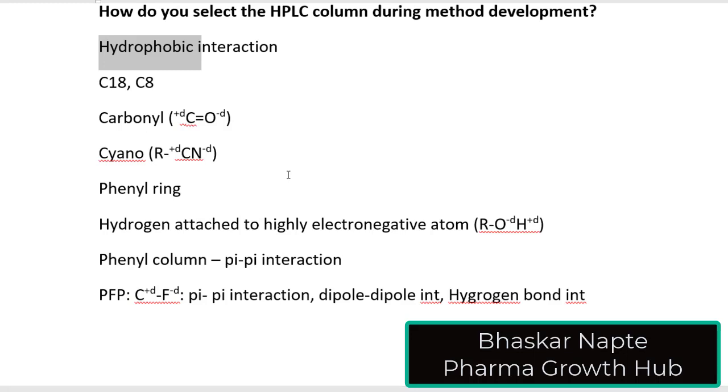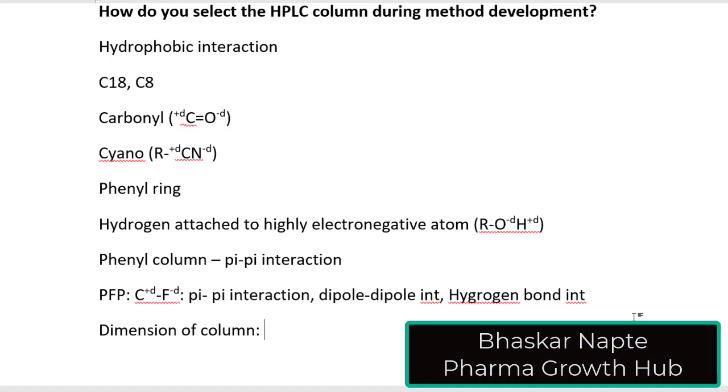It is also important to talk about the column dimensions. So far, we talked about the chemistry part of the stationary phase. You need to also talk about the column dimension part, because the dimension of the column also has a significant role in your resolution or the retention mechanism.